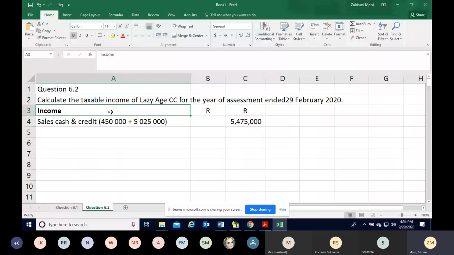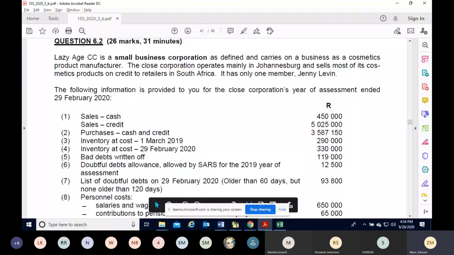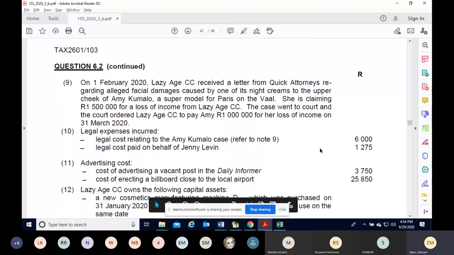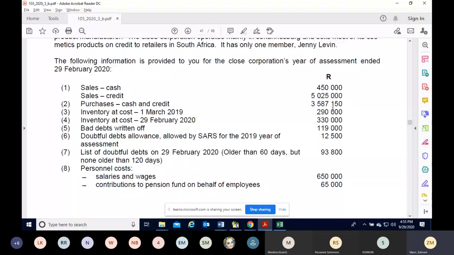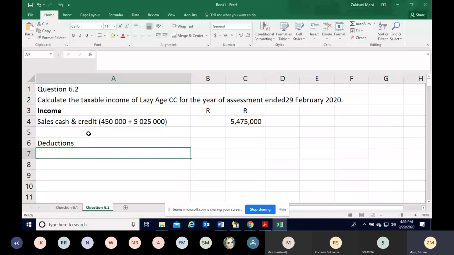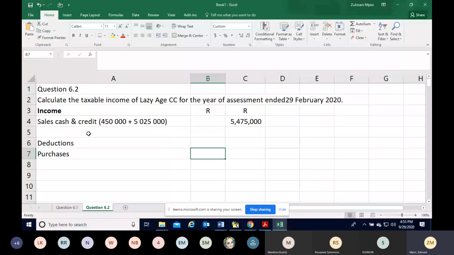We've got purchases, cash and credit, and I'm reading the information provided. So we've got purchases of 3,587,150. Purchases are a deduction, which means that we will now have deductions. Purchases as given, 3,587,150.